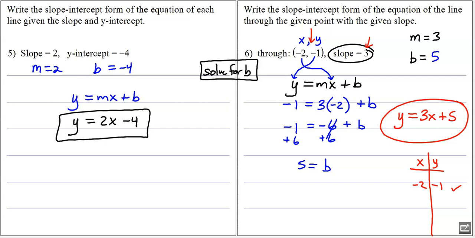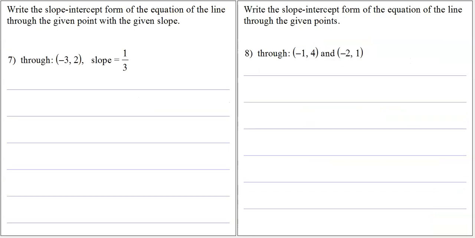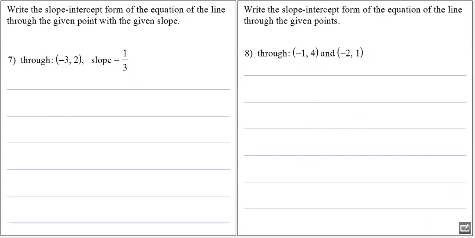It does satisfy the table. All right, moving on down to number 7 and number 8. Number 7 is the same thing, just a little bit extra practice, so I'm going to move pretty quickly on this one. The slope is 1/3. The b we don't know, so we solve for b.